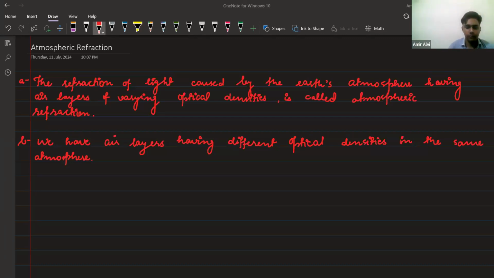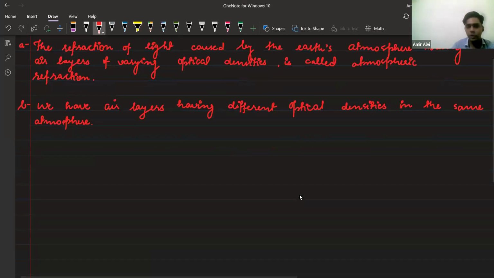Clear? Okay. Next thing. Let's now understand the phenomena in atmospheric refraction. The first phenomenon is twinkling of stars.